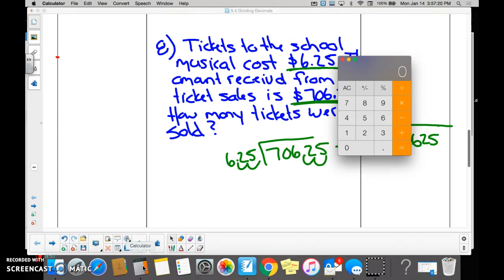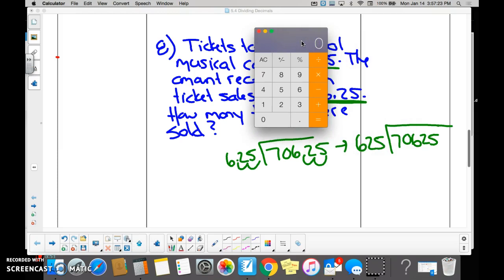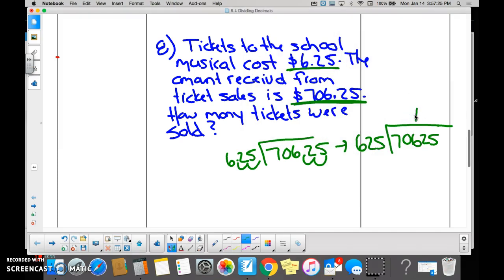I know that 625 goes into 706 one time. If I subtract, I get 81. Maybe I don't need my calculator. I'm going to bring down the 2. I know that 625 goes into 812 one time again.